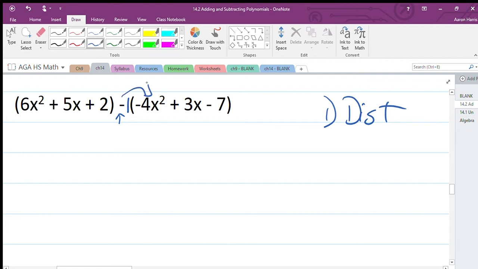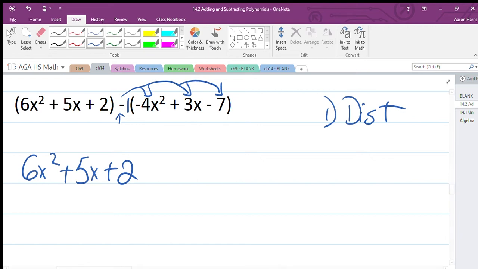So I have 1 arrow, 2 arrows, 3 arrows. Why? Because I have 3 different terms inside the parentheses. So let's rewrite it. I have 6x squared plus 5x plus 2. Now let's distribute. Negative 1 times negative 4x squared. A negative and a negative is a positive, so I get 4x squared. Negative 1 times 3x. A negative and a positive gets you a negative. And then I have negative 1 times negative 7. A negative and a negative is a what? Positive.